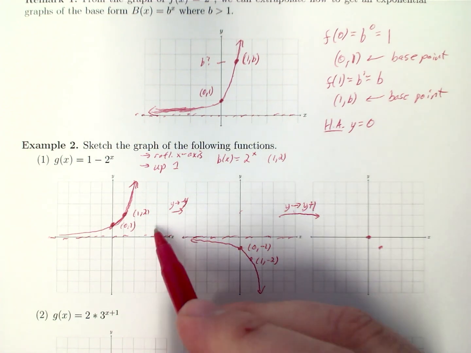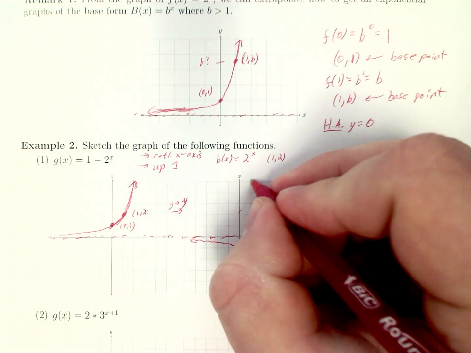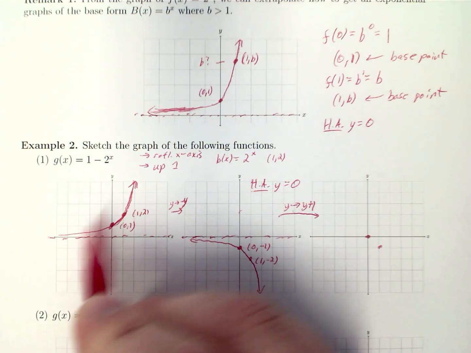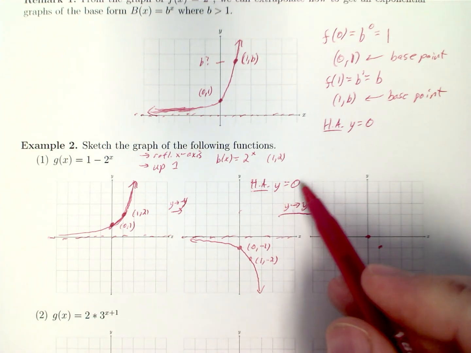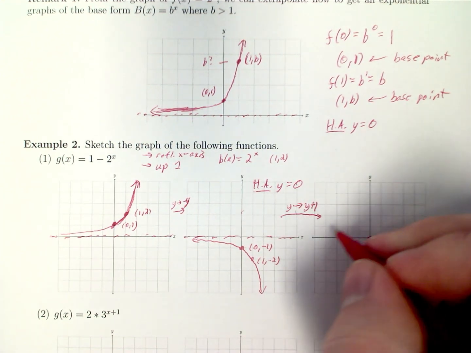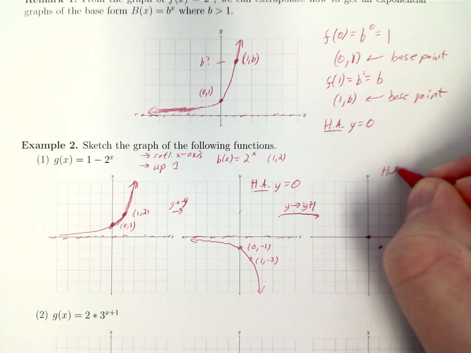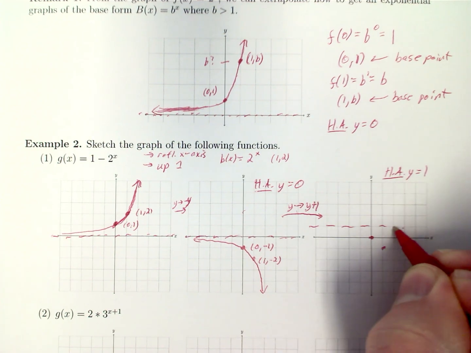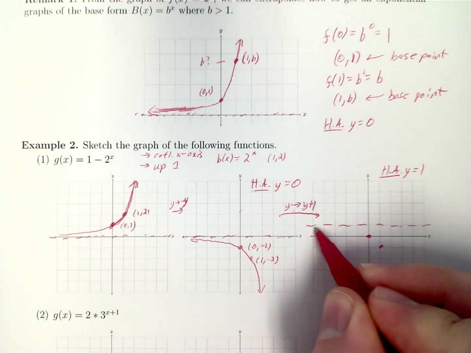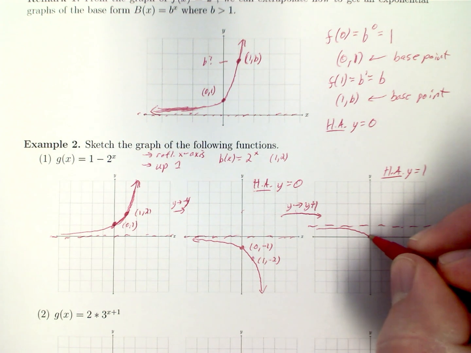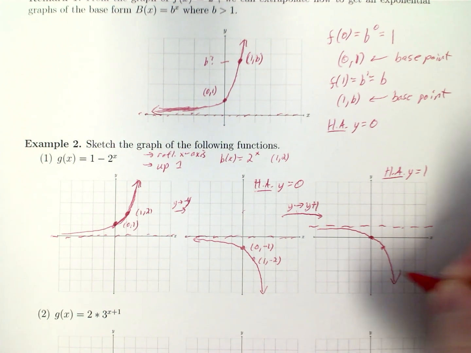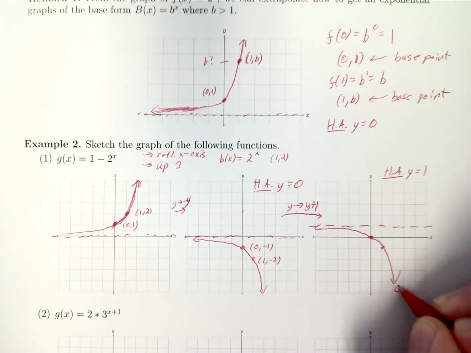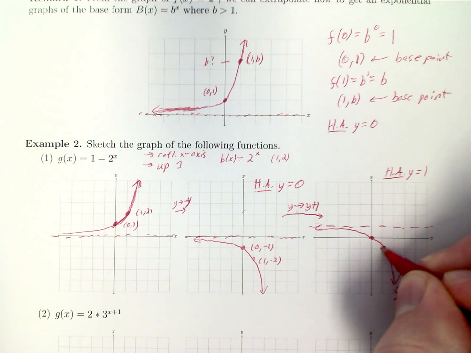As it turns out, our horizontal asymptote of y equals 0 is still the case from the original one, but we add 1 to all y values, including the horizontal asymptote. So we now have a horizontal asymptote at y equals 1. And this allows us to create the graph. And this is g of x. We just need to note two values.